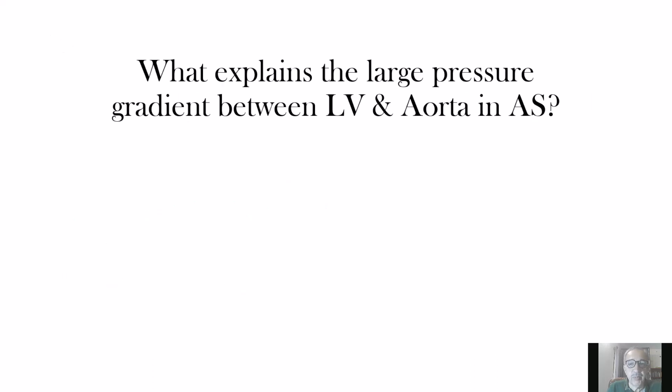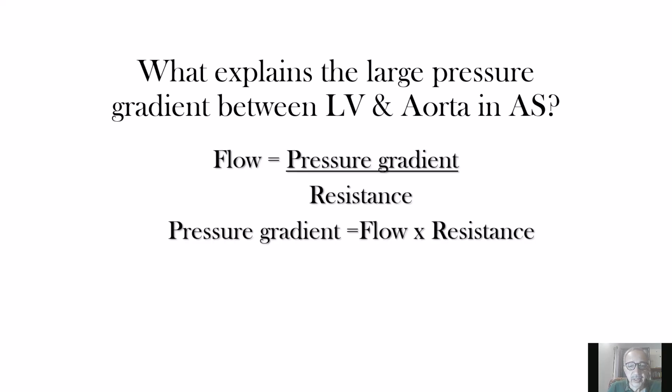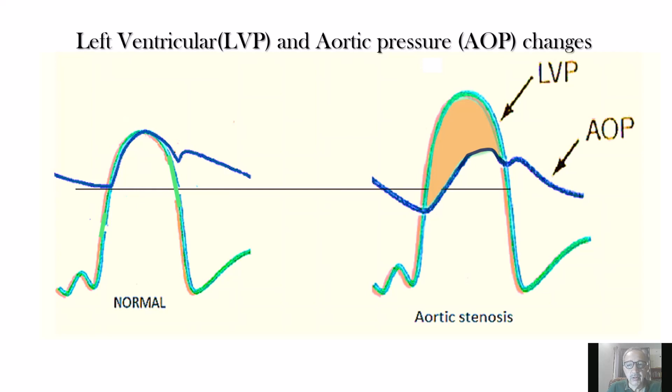Now let's see what explains the large pressure gradient between the left ventricle and aorta in aortic stenosis. This leads us to some of the basics. Flow is equal to pressure gradient by resistance. Therefore, the pressure gradient is equal to flow times resistance. So when the resistance is increased, as in aortic stenosis, to ensure the normal flow, the pressure gradient has to increase. The increased pressure gradient in the face of resistance ensures near normal flow in the initial stages, not in the later stages. Flow will fall.